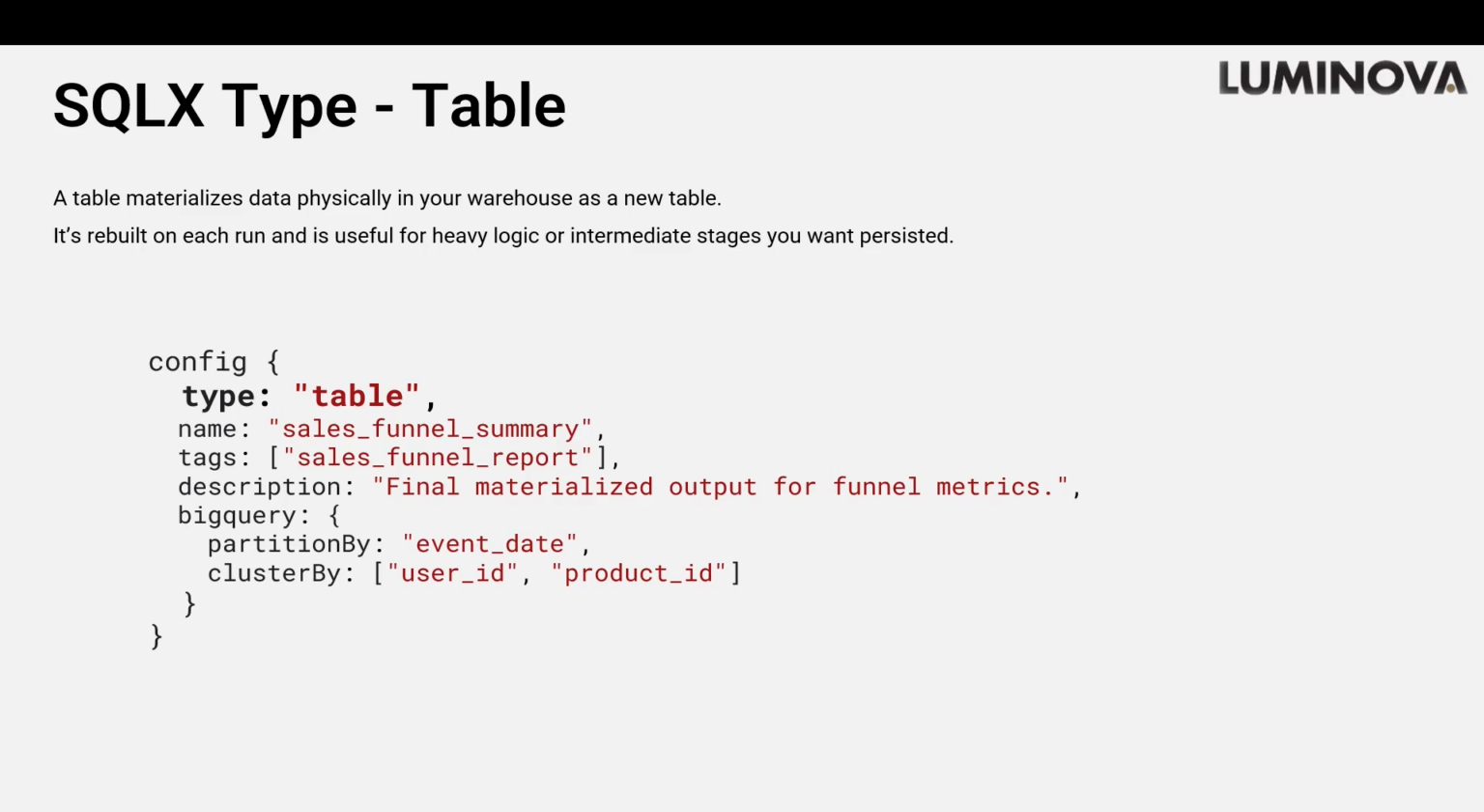A table is a fully materialized model. It creates a physical table in your warehouse. It gets rebuilt on every execution, and it's ideal when you want to persist heavy logic, store intermediate outputs, or prepare data for dashboards. You can add partitioning and clustering inside the BigQuery block for performance.